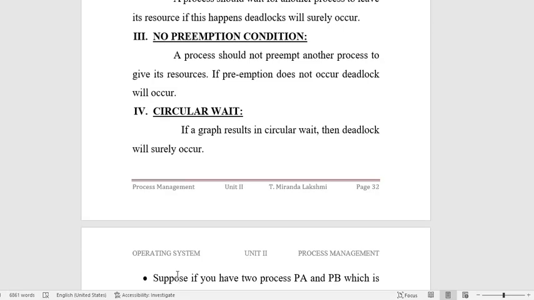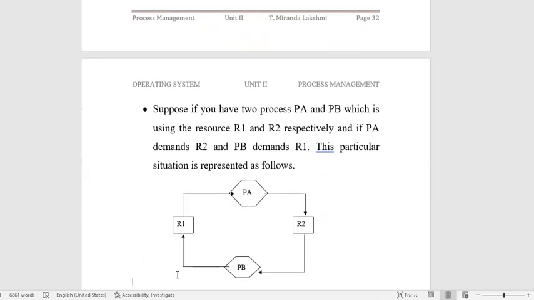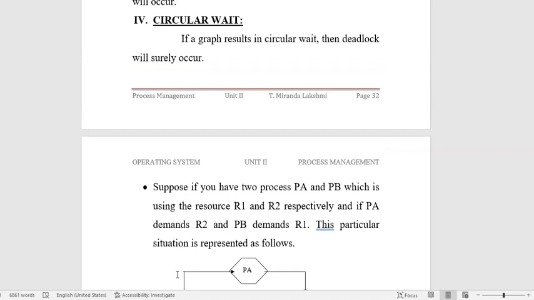Already we have seen the graph. The graph consists of PA and PB. PA is a process which is using the resource R1 and PB is a process which is using the resource R2. PA is using R1 and requesting R2. Similarly, PB is using R2 and requesting R1. So here is circular wait. If a graph results in circular wait, then the deadlock will surely occur.